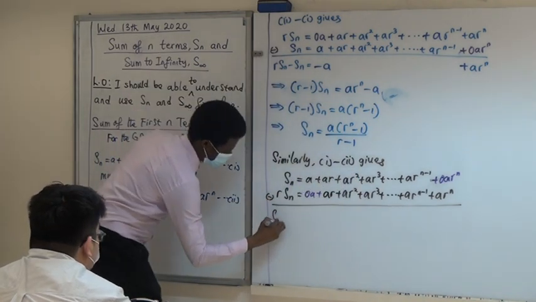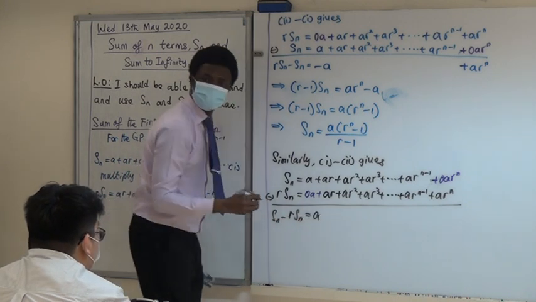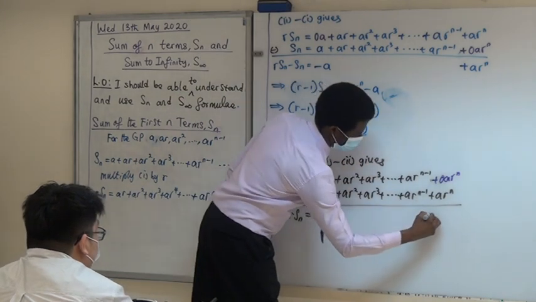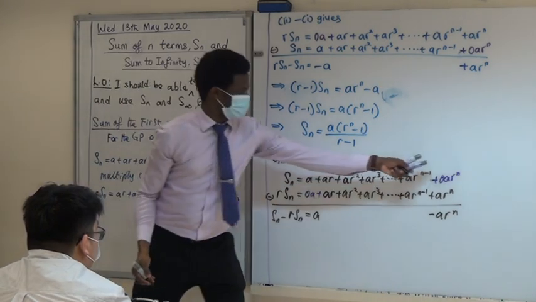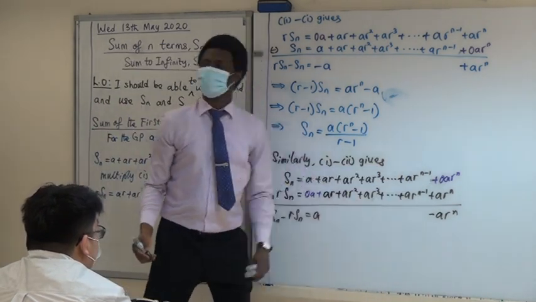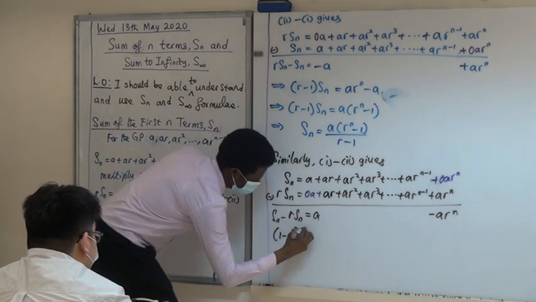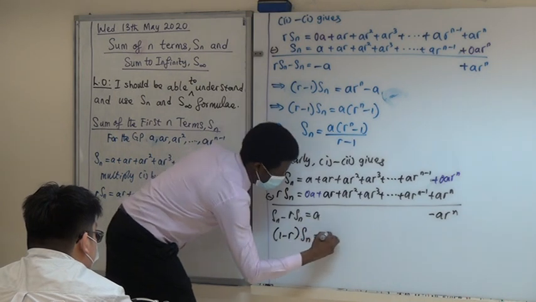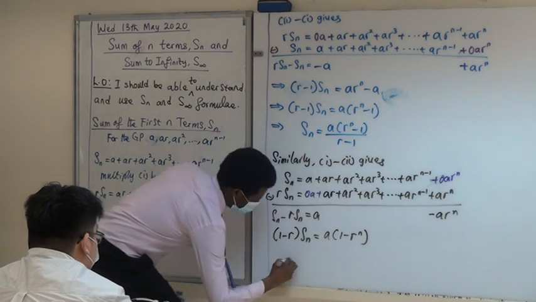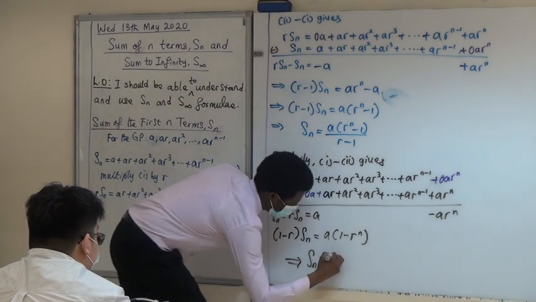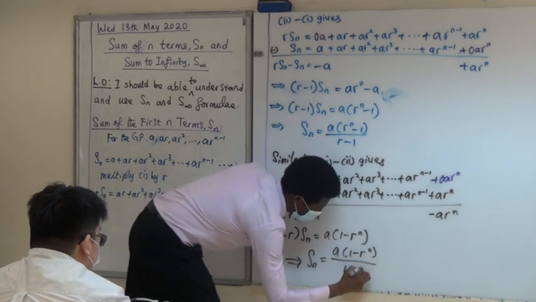So we get Sn minus rSn equals a now, right? And then everything else cancels. And this is negative ar to the n. You know why it is negative, right? Yes. Because it's 0 minus that. So here 1 minus r Sn, here a bracket 1 minus r to the n. Yes? And finally our Sn will be a times 1 minus r to power n divided by 1 minus r.